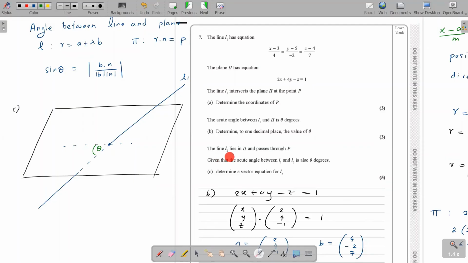Line 2 lies on the plane, which means line 2 is something that is on this plane and passes through P. What is P? P is the place where line 1 intersects the plane, so this is P. Line 2 passes through this point P, and also line 2 makes an angle theta with line 1. The easiest way to draw line 1 here is like this. Line 2 is supposed to be on the plane.